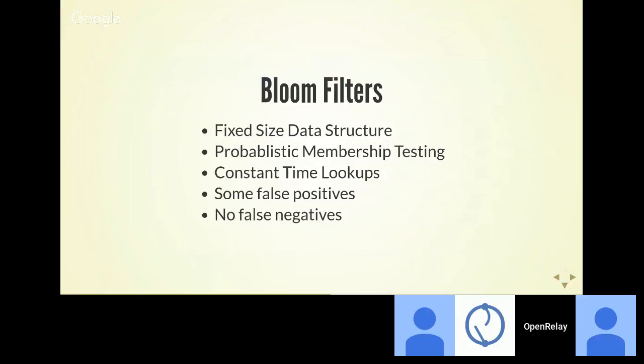Bloom filters are a fixed size data structure that's used for probabilistic membership testing that provide constant time lookups. The probabilistic part of the membership testing tells us that there can be some false positives, but the way the system is structured, there can be no false negatives. So false positives would mean it might sometimes tell you that something is a member of a Bloom filter when it has never been added to the Bloom filter. But once something has been added to the Bloom filter, it will never tell you that that thing is not a member of the Bloom filter.